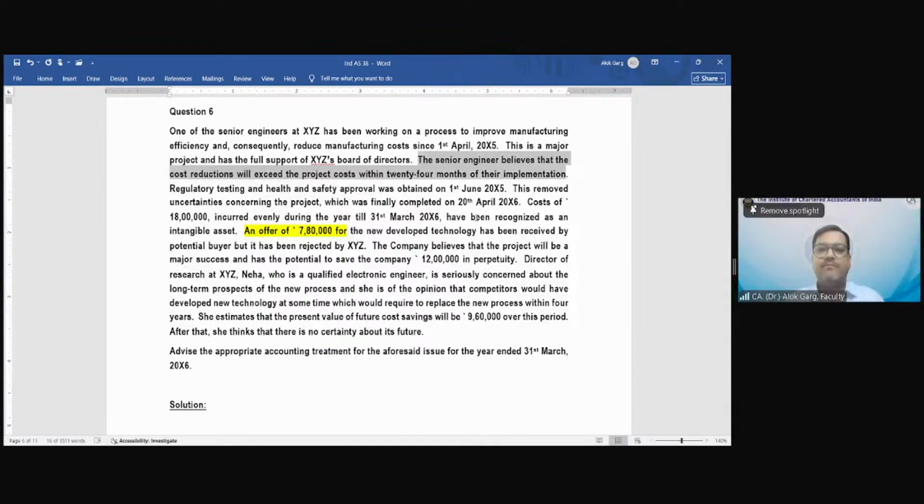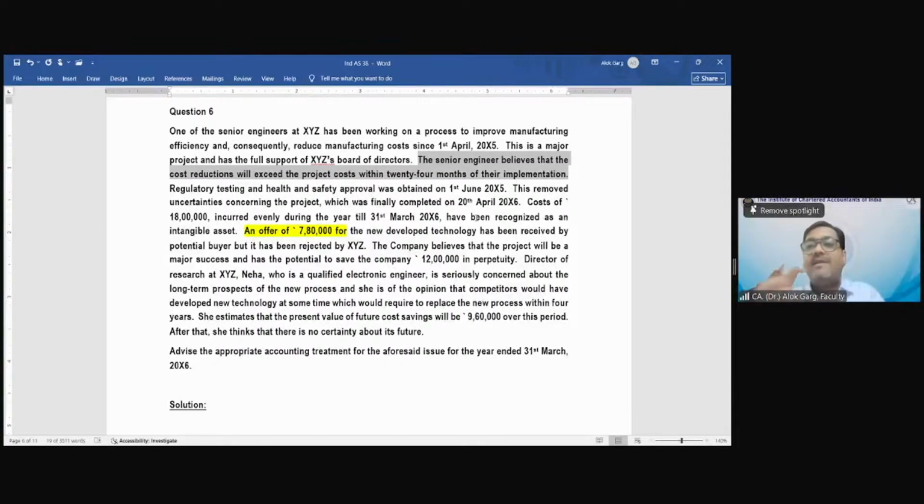Cost reduction will exceed the project cost. So basically, it is saying that they are giving you an indication that the development phase has started on this 1st June. So basically, they are saying that the company is sure shot about the technical feasibility. So the company is saying that whatever the company is spending in terms of intangible asset, in terms of developing a project, right?